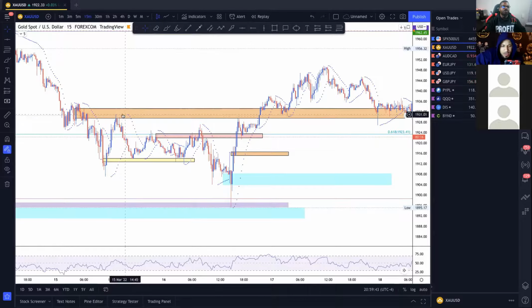Okay, so we entered right here. Price came down, but you were still in profit, close to $200. It came back up towards our entry, but you were still in profit.